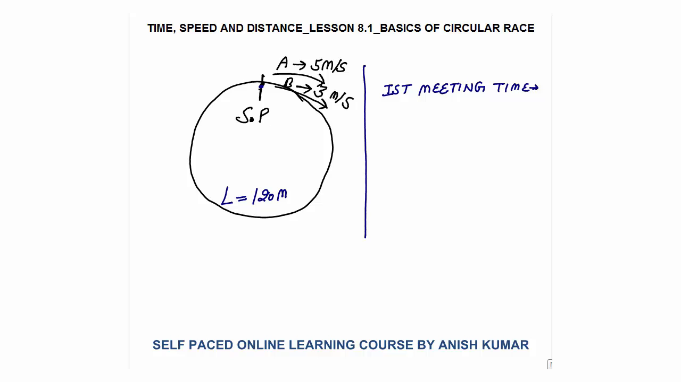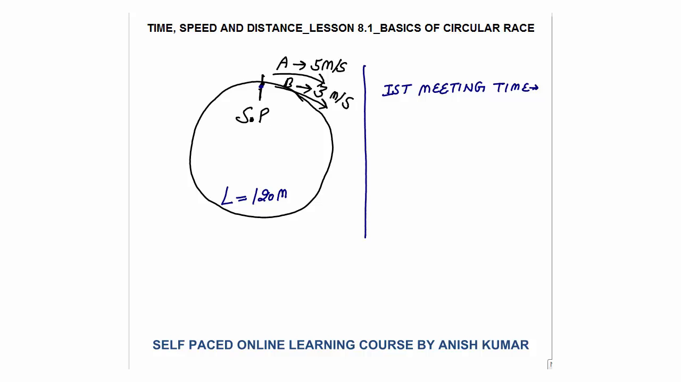Remember that this is different from the previous lesson questions where I calculated their first meeting time at starting point. Here I am not calculating the starting point. Here I am just calculating when their first meeting at any point on circular track will take place.